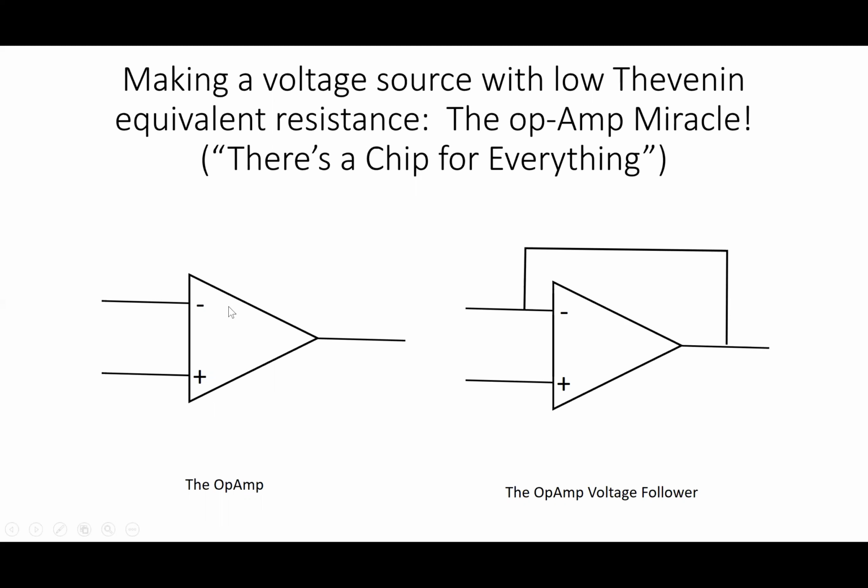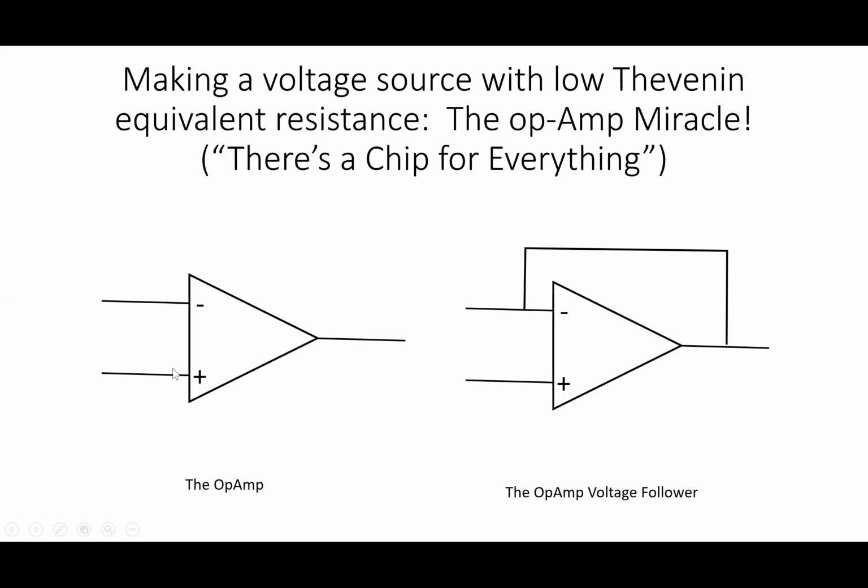Here is the symbol for the op-amp, a little triangle like this. The apex of the triangle here is the output of the operational amplifier. And these two lines here go to a minus sign and a plus sign. These are the two inputs. This is called the inverting input. This is called the non-inverting input. And the output of the op-amp is proportional to the difference between the inverting and the non-inverting inputs.